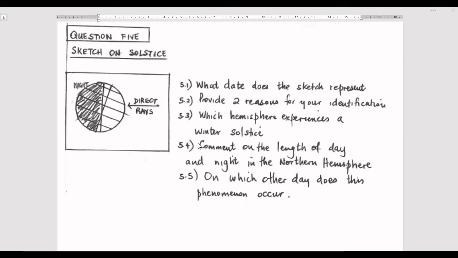Question number 5.4. Comment on the length of day and night in the northern hemisphere. Now, the sun is striking the northern hemisphere. That means the days would be longer and the hours of darkness would be shorter. Why? Because the sun is striking the northern hemisphere. There'll be more hours of sunlight.